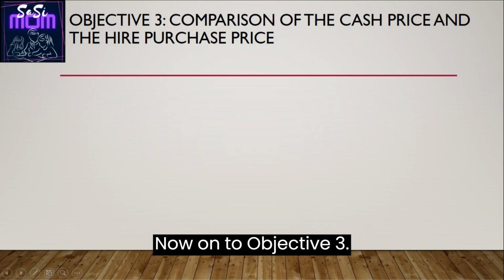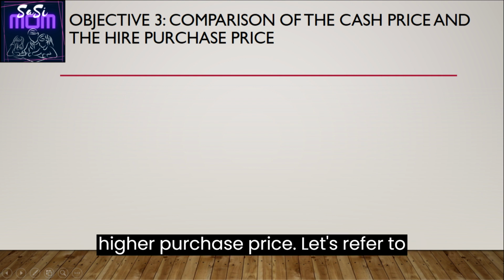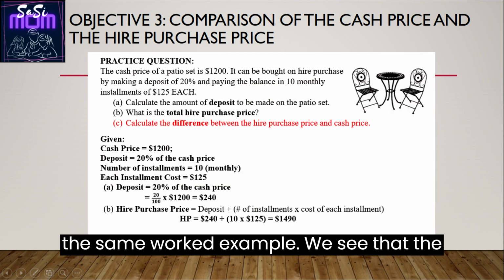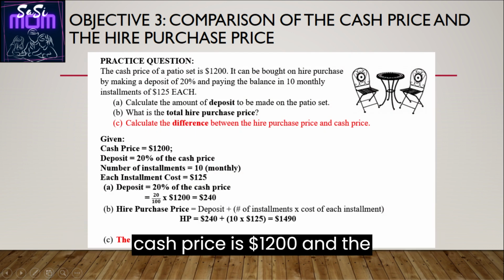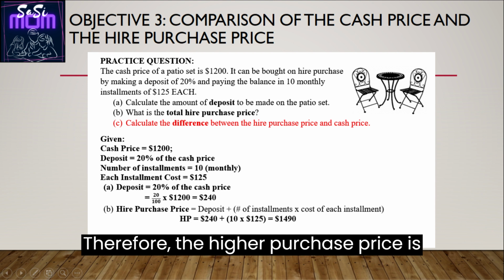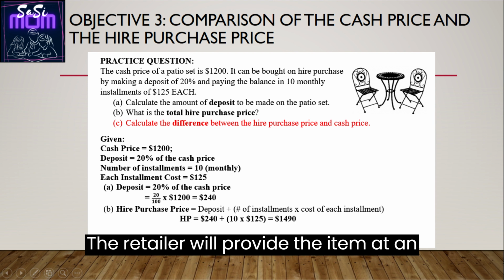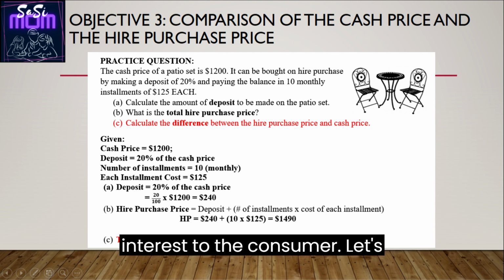Now on to objective 3. Comparison of the cash price and the hire purchase price. Let's refer to the same worked example. We see that the cash price is $1,200 and the hire purchase price is $1,490. Therefore the hire purchase price is more than the cash price in this case. The retailer will provide the item at an interest to the consumer.